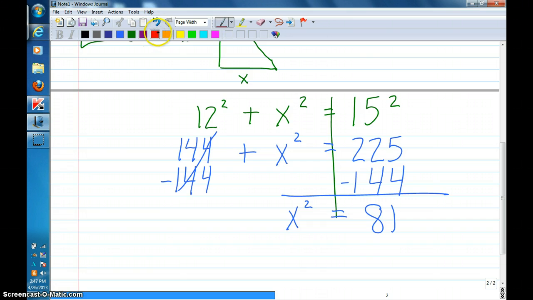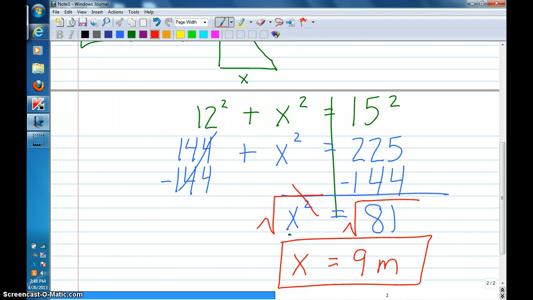Now to get rid of this x squared, we use an opposite operation. On line problems, to get rid of a positive 7, we'd subtract 7. The opposite of 7x, we would divide by 7. The same thing is true for squared. To get rid of it, you can do a square root. Just like on those problems, what we do to one side, we have to do to the other. The square and the square root cancel each other out. So again, 81 is a perfect square, so we're left with 9, and our label is meters because it is a side of a triangle.